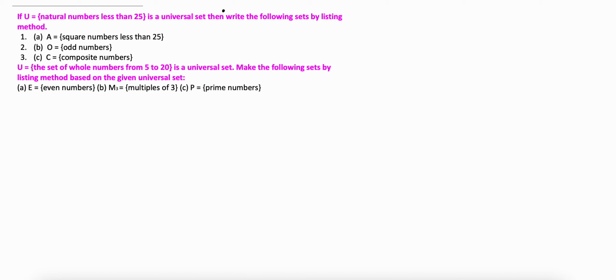I'm going to solve the question for this. Here, if U is equal to natural numbers less than 25 is a universal set, then write the following sets by listing method. Here, the question is U equals natural numbers less than 25, which means natural numbers starting from 1, then 2, 3, 4, 5 up to 24. Then write the following sets by listing.